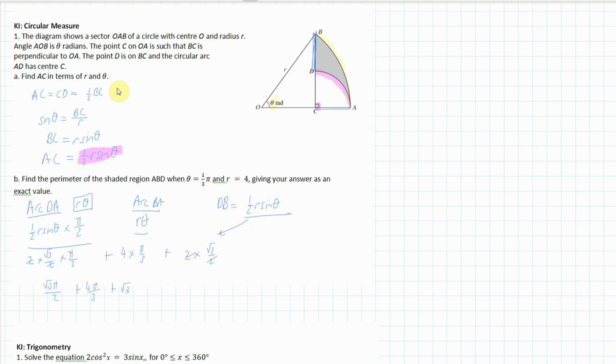I guess we could add those together, simplify it. So 4 pi over 3 plus square root 3 pi over 2 will give us, what will that give us? I guess we could make them into sixths. That will be 3 square root 3 pi plus 8 pi, plus square root 3. Honestly, I'd be inclined to probably just leave it as this. Alright, next one.